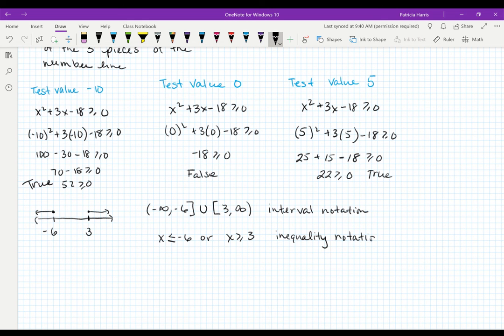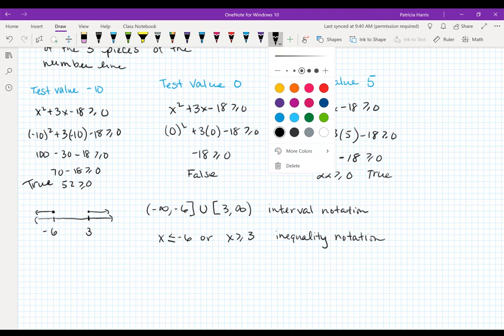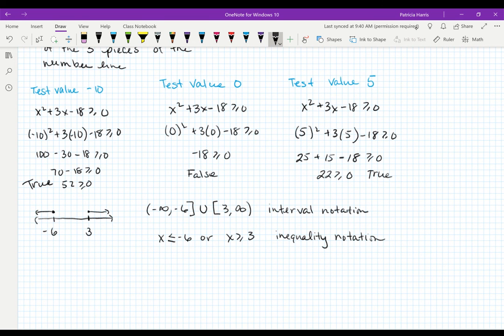The last way that you could write it is called set notation. I noticed that your homework uses this. It's kind of a fancy way of writing it. So we're going to write x such that x is less than or equal to -6 or x is greater than or equal to 3. This is called set builder notation or just set notation. Don't freak out about it too much. Basically, what you're looking for is that inequality.